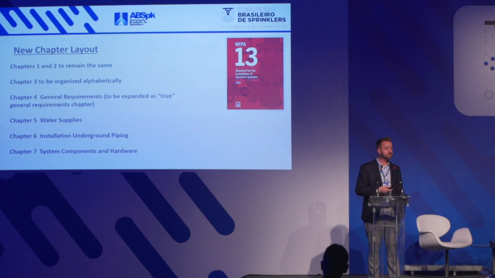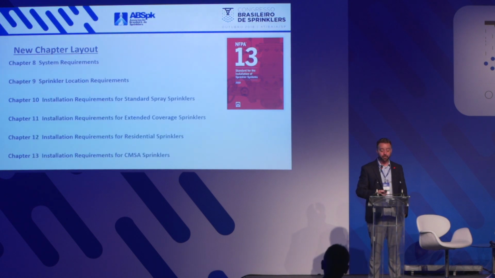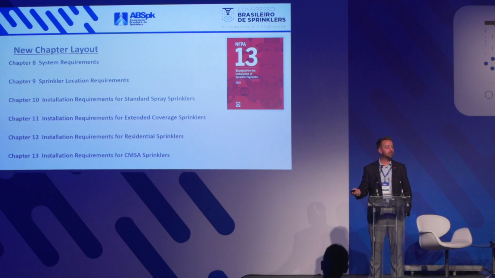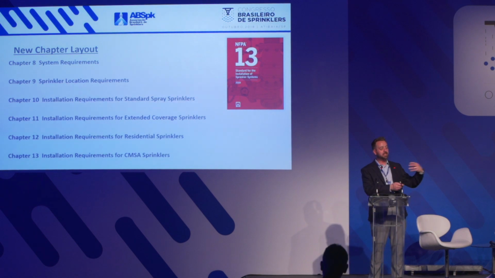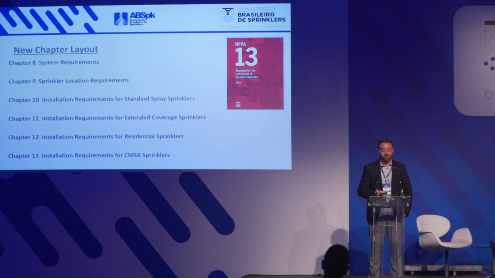Chapter 7 is going to be system components and hardware. Chapter 8 is going to be your overall system requirements. Chapter 9 is going to be sprinkler location requirements. In Chapter 10, we're going to have installation requirements for standard spray sprinklers. Chapter 11 is going to cover extended coverage sprinklers. So those of you that were here yesterday when I presented on extended coverage sprinklers, you would go to Chapter 11 to find all that information that I was referring to, instead of having to go throughout the standard and try to find it where it might be in different chapters.